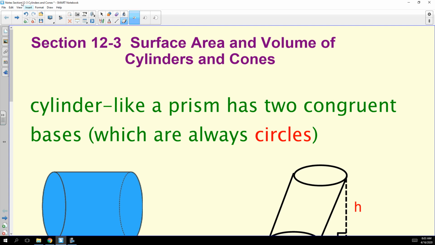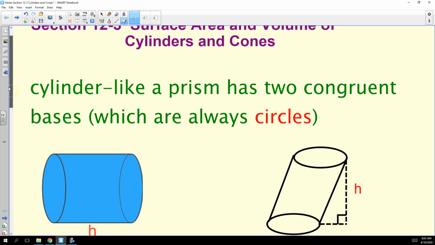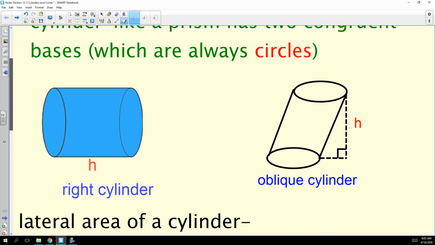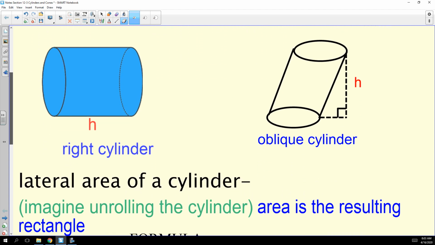prisms and pyramids? Obviously, the critical difference there is that the base or bases are circles instead of polygons, right? So a cylinder is a prism that has two congruent bases, always circles, like a can of soup, a soda can, whichever you prefer. You can have a right cylinder, an oblique cylinder. Remember, in an oblique cylinder the height is still perpendicular to the plane containing the bases, but if you were just to join the centers of the bases, then that would not be a height.